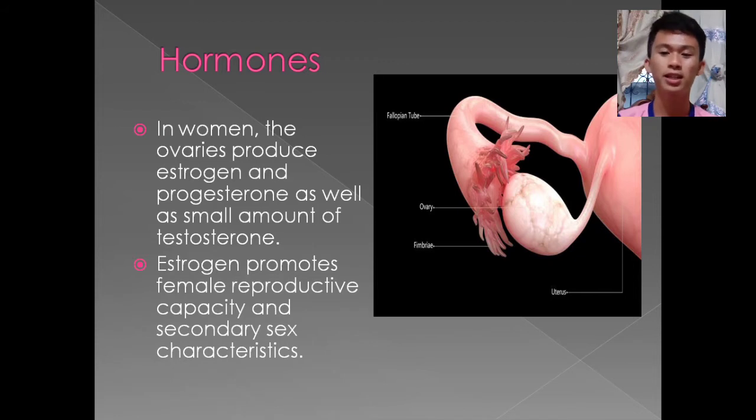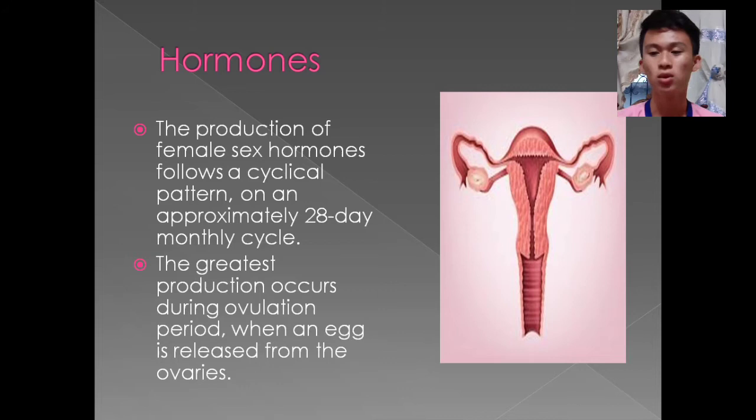In women, the ovaries produce estrogen and progesterone as well as a small amount of testosterone. Estrogen promotes female reproductive capacity and secondary sex characteristics. In addition, the production of female sex hormones follows a cyclical pattern on an approximately 28-day monthly cycle. Women menstruate about every 28 days, but for some it is irregular.